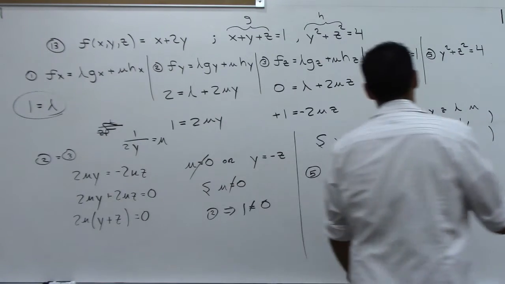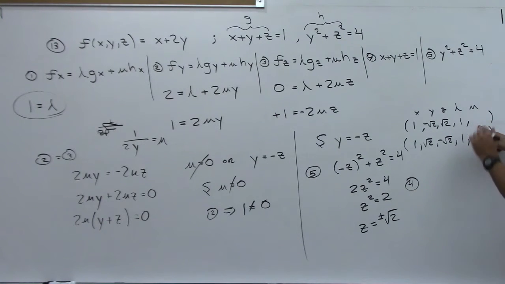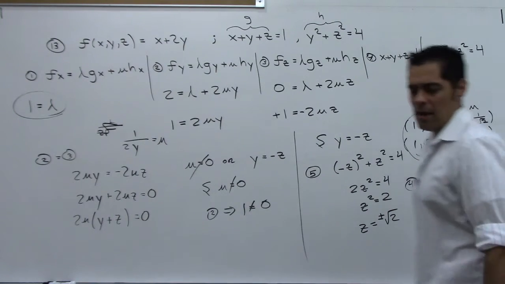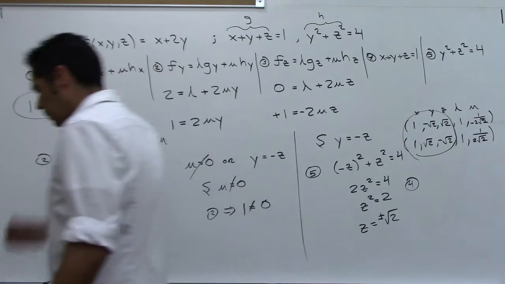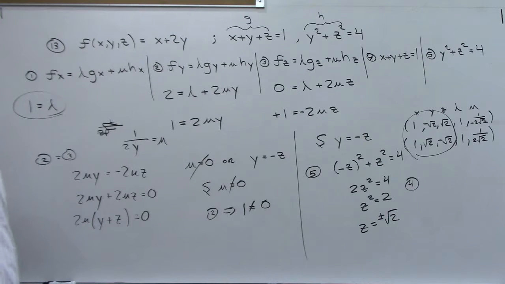So mu right here would be 1 over 2 times this, so negative 2 root 2. And then this one would be 1 over 2 root 2. Those look like my only candidates right there. Now really all I'm interested in are these. So now I plug those into the original function. Let me just double check this. What number was this, 13?